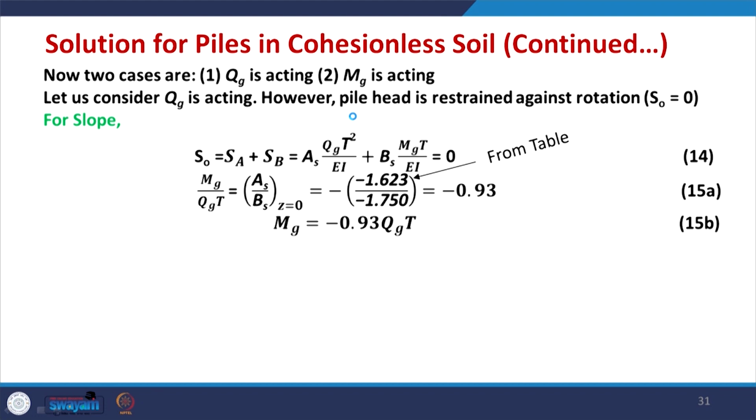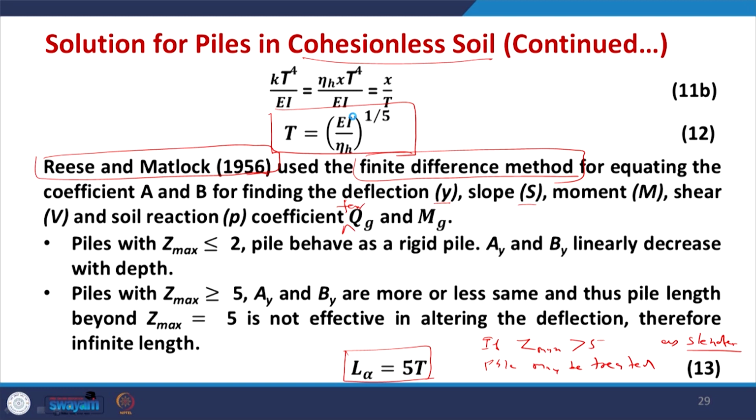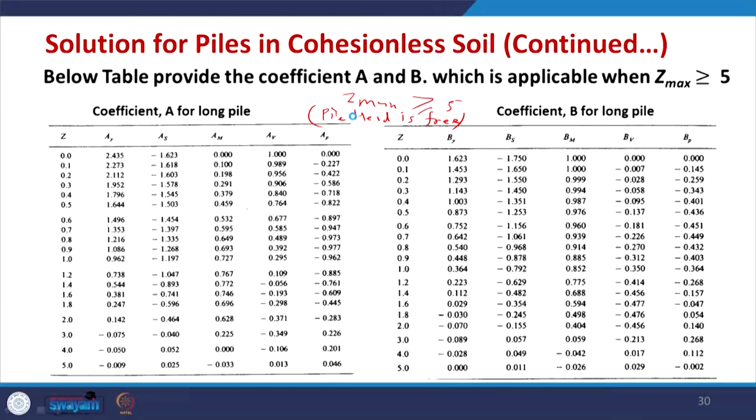Now, consider a case when the pile head is restrained against rotation, that means basically your slope will be 0. Let us say I consider a case where I apply a lateral load only on the pile, no moment acting. Then in that case I need to use table 1 only, right. This first table is for the case when your pile head is free.